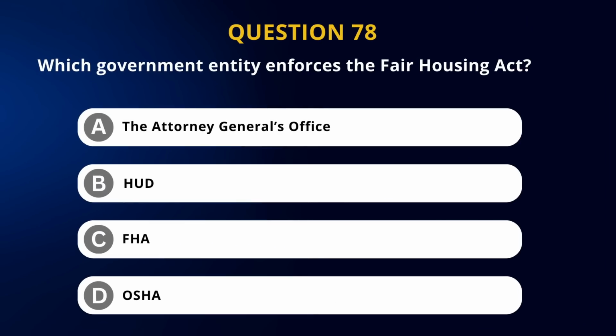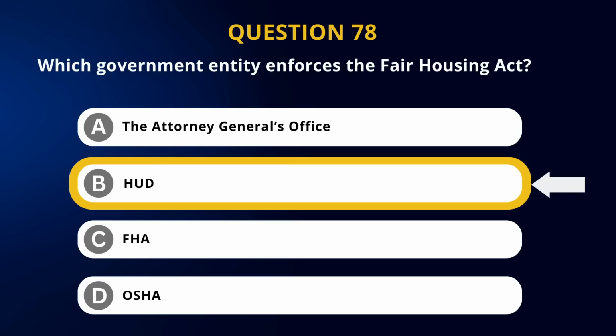Question number 78. Which government entity enforces the Fair Housing Act? Letter A, the Attorney General's Office. Letter B, HUD. Letter C, the FHA. Letter D, OSHA. And the answer? Letter B, HUD.